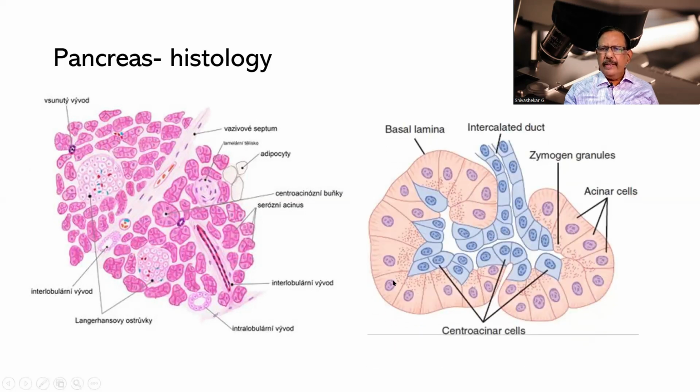Again, a beautiful diagram over here. There is the acinus, triangular. There are some granules at the apex, which are called the zymogen granules. And these are the centroacinar cells over here, and the intercalated duct, I'm sorry. That is one, because it arises from the acini as such.